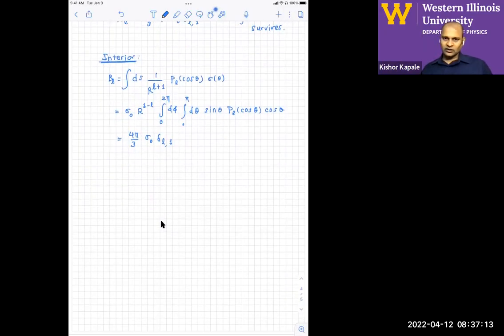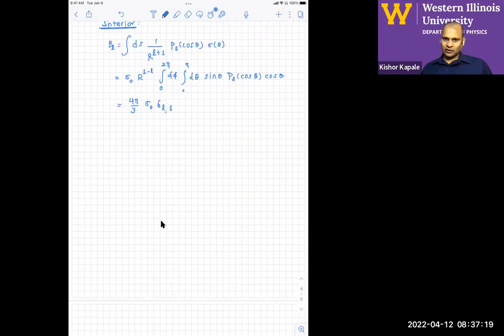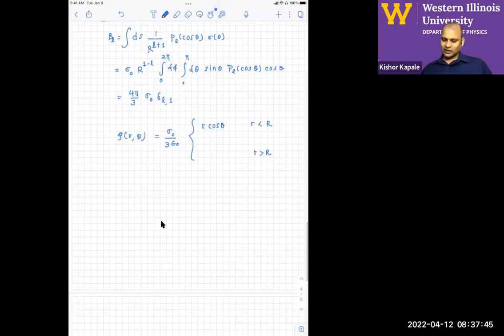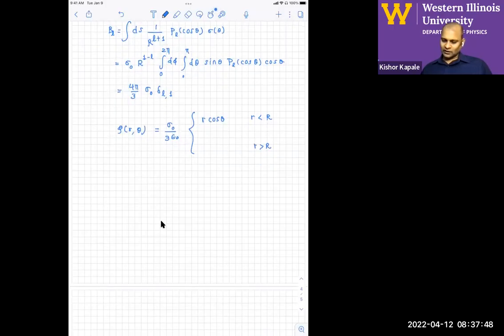Okay, and so once we know the interior and exterior multipole moments, you can put it all together. And phi as a function of r and theta is going to be sigma 0 over 3 epsilon 0. And then you're going to have two different values. Of course, there's no superposition here because you are either exterior to the charge distribution or interior to the charge distribution. So the interior is r cosine theta because it's delta L1. And for the exterior, you have r cubed over r squared, and again cosine theta dependence.